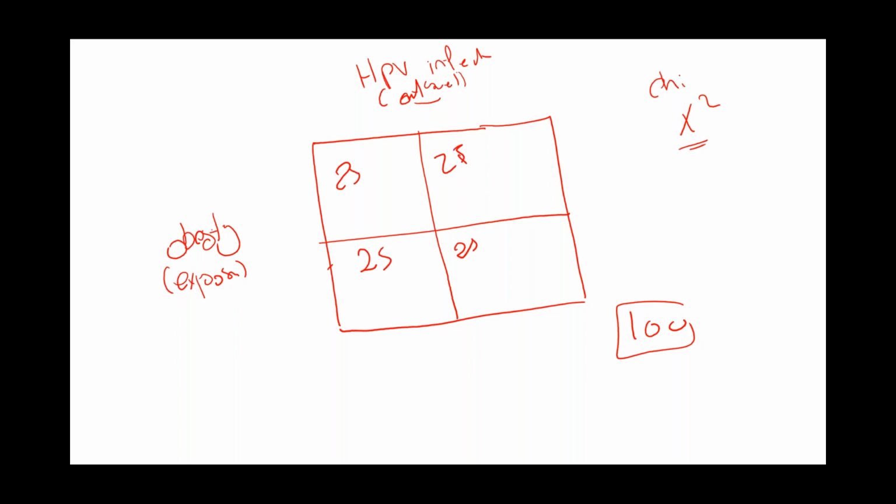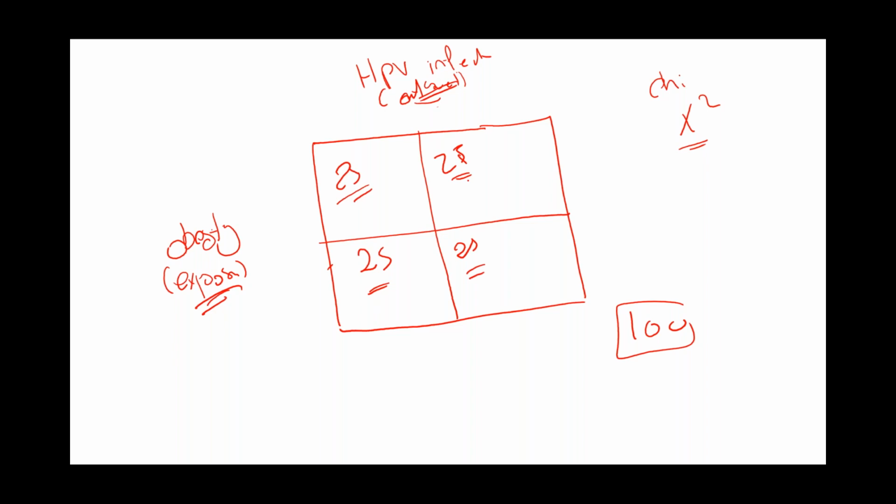Okay, 25 women. I have 25 obese and infected. I have 25 obese and not infected. I have 25 lean and infected, 25 lean and not infected. Simple. This is the null hypothesis.